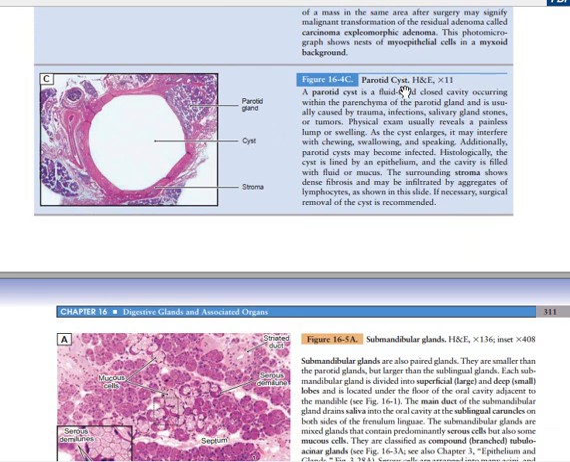Then the next thing is a parotid cyst. A parotid cyst is a fluid-filled closed cavity occurring within the parenchyma of the parotid gland and is usually caused by trauma, infection, salivary gland stone, or even a tumor. So on the histologic section, what are you going to visualize? You're going to see a cyst and stroma inside the parotid gland.